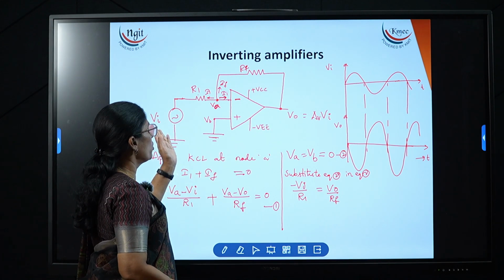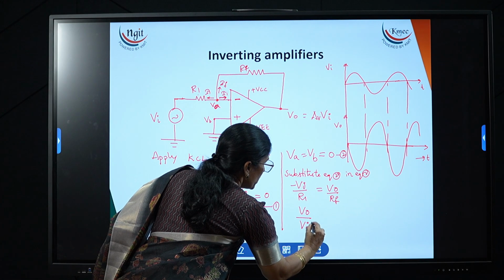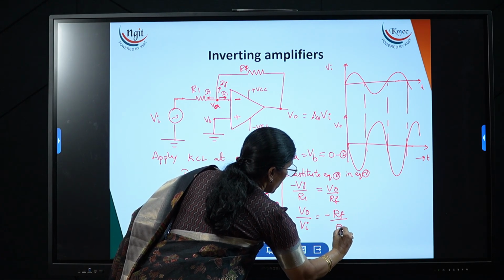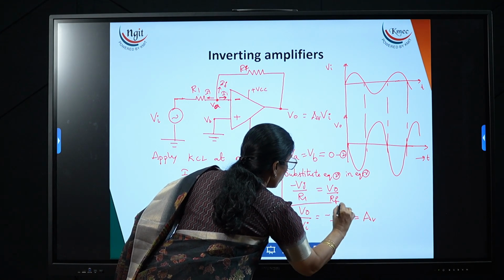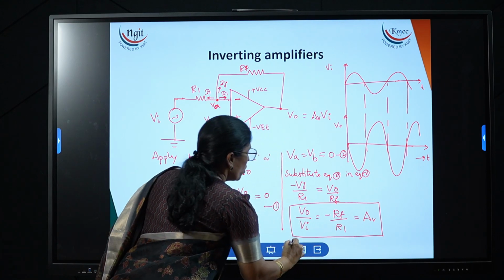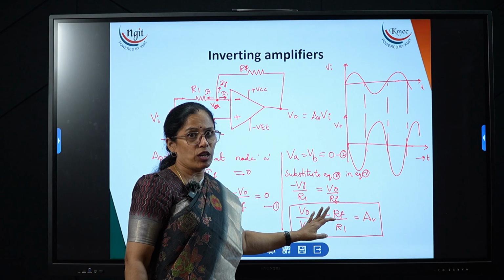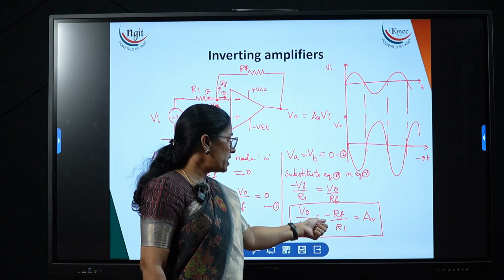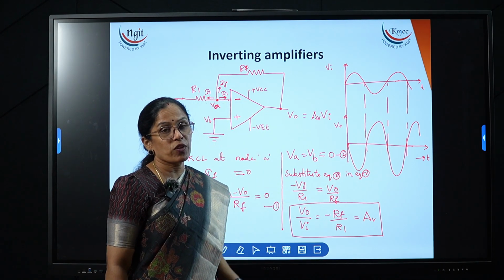Output divided by the input. Now here V0 divided by Vin is equal to minus RF divided by R1. This is nothing but the voltage gain of the inverting amplifier. Then what does this minus indicate? Minus indicates the phase shift. Resistor value is not in the minus values. This minus indicates the inverted output. So we get the 180 degrees phase shift at the output.